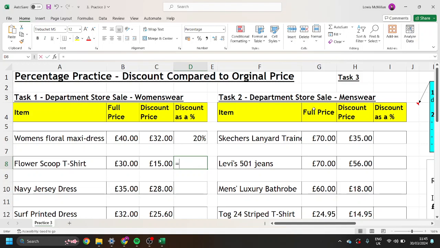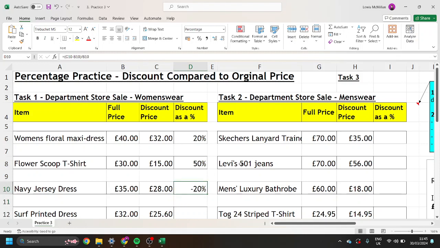The same for the flower scoop t-shirt. If we take the £30, take away the discounted price, and we're going to divide that by the original to find out that it is a 50% discount. Now, if you were, in this instance, to take the new price and take away the old price, like we did for year 1 figures and year 2 figures, and then divide that by the original, we're going to get a negative figure.